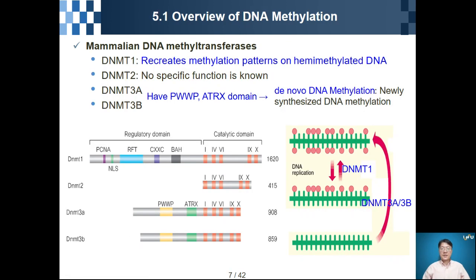In this slide, I will explain the mammalian DNA methyltransferase structure and function. So this is the DNA methyltransferase. They have two specific domains. The first one is the regulatory domain, and the other one is the catalytic domain. For example, DNMT1 has both domains. However, DNMT2 doesn't have the regulatory domain. It only has a catalytic domain.